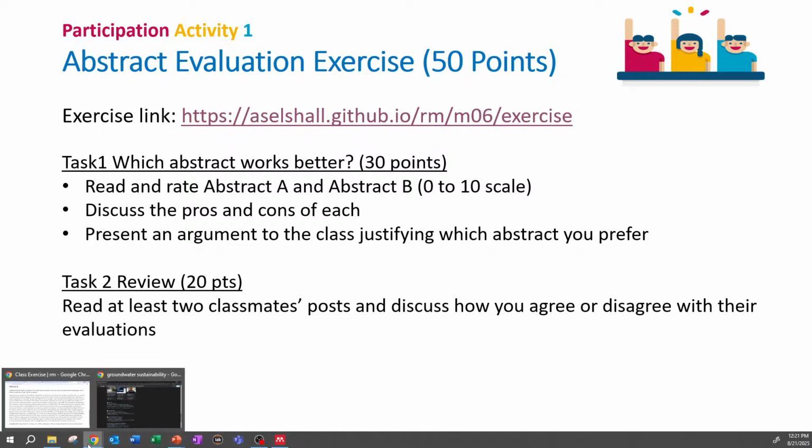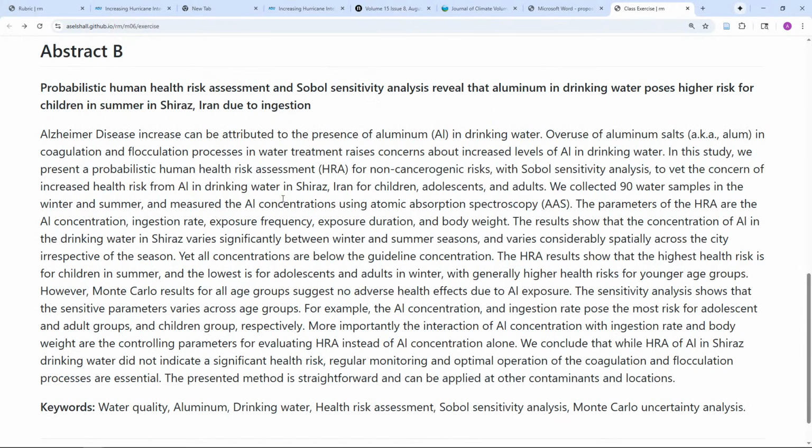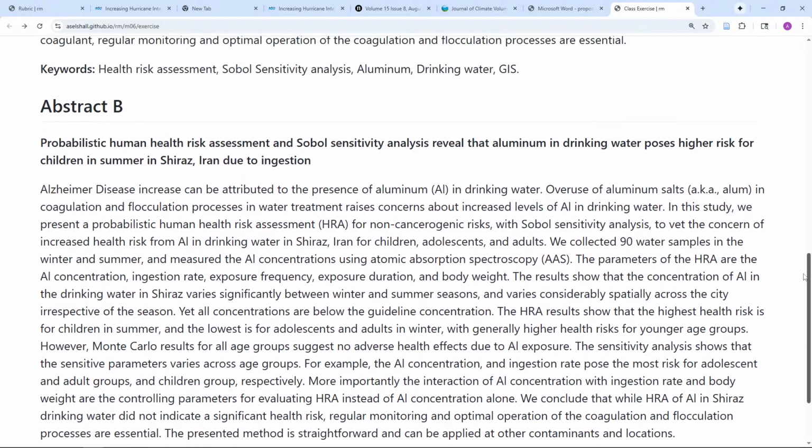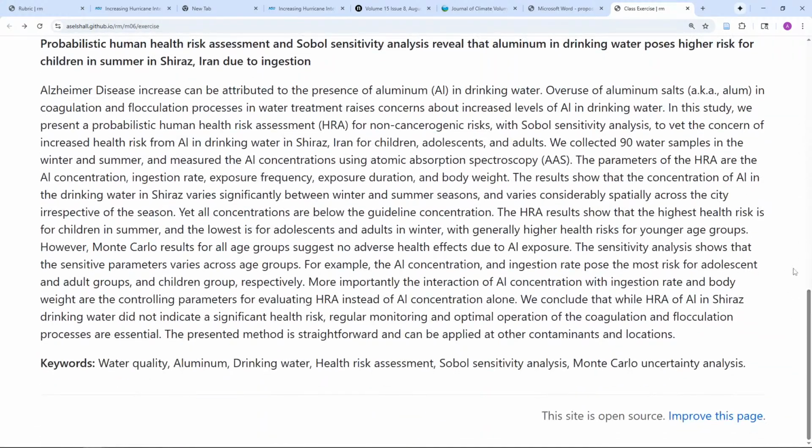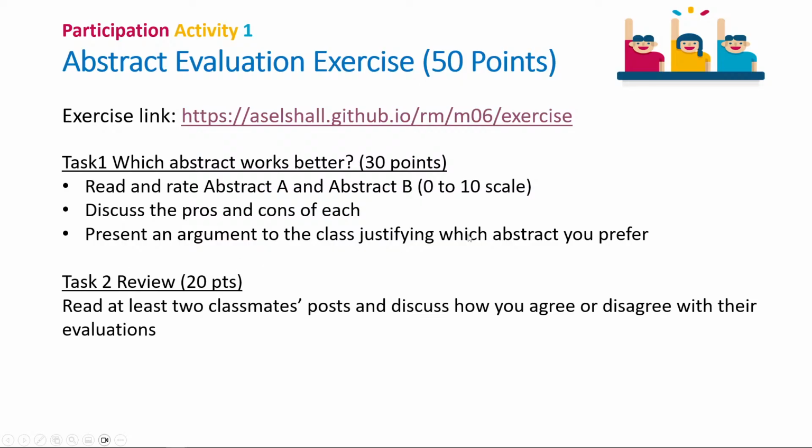Each one could have its merits, but discuss the pros and cons of abstract A and abstract B, and then present an argument to the class to justify which abstract you prefer. So you would give each one a grade from 0 to 10, discuss the pros and cons of each abstract, and then make a strong argument. You say, okay, I prefer abstract 1 because of so and so, or I prefer abstract 2 because of so and so.